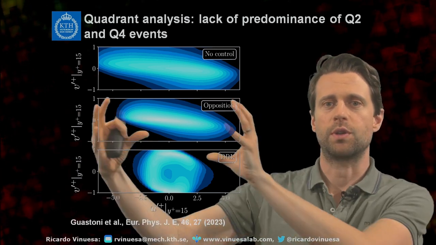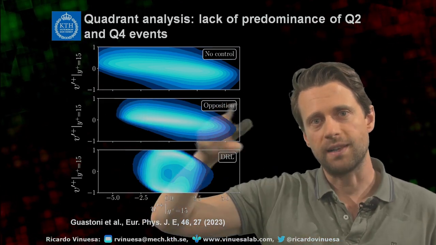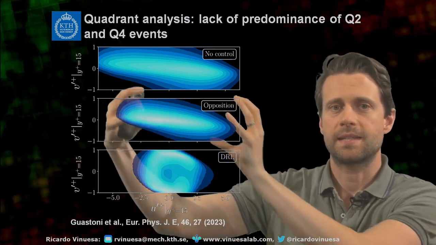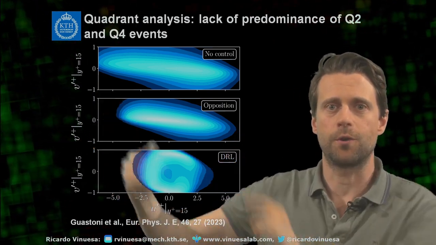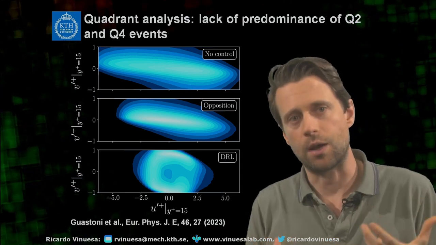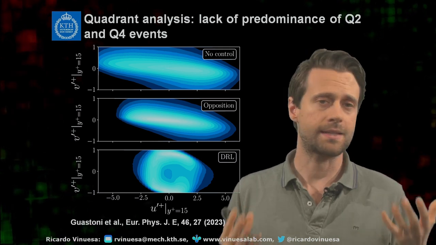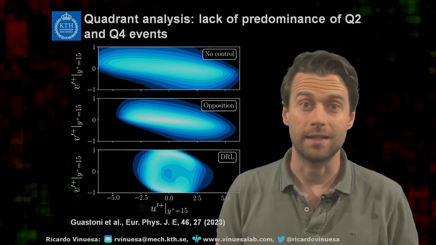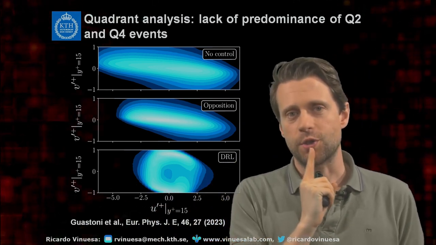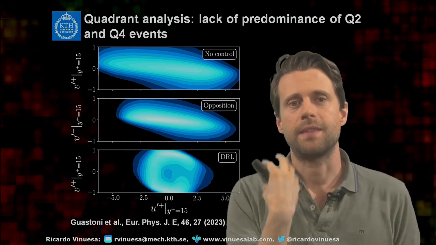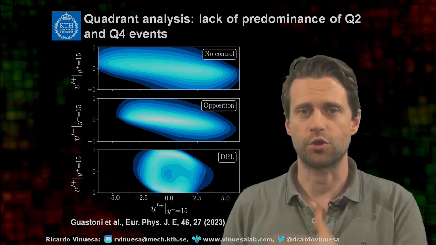And in the opposition control, what we see is that the control is trying to narrow down this oval that we can see at the top, but the physics is actually quite similar. We actually see still a predominance of Q2s and Q4s, perhaps a little bit less pronounced, but the flow control via opposition control is essentially very, very similar to the original, to the uncontrolled one. At the bottom, we see the DRL. And this is very interesting because you can see that the flow physically is fundamentally different from that present in the original and in the opposition control configuration.